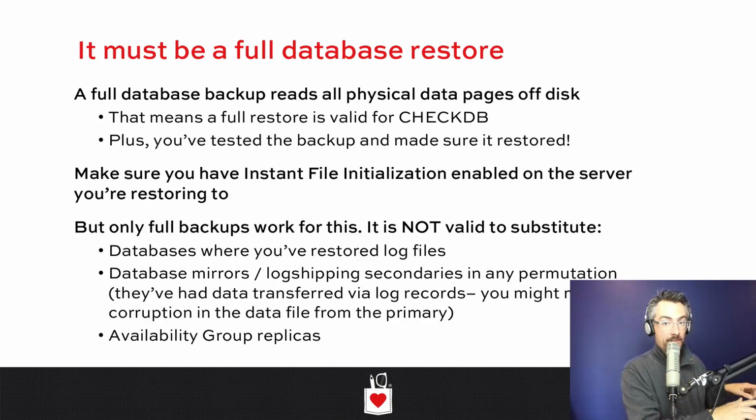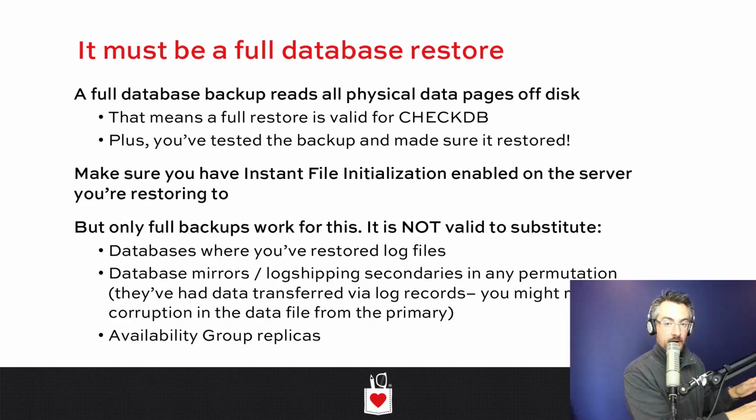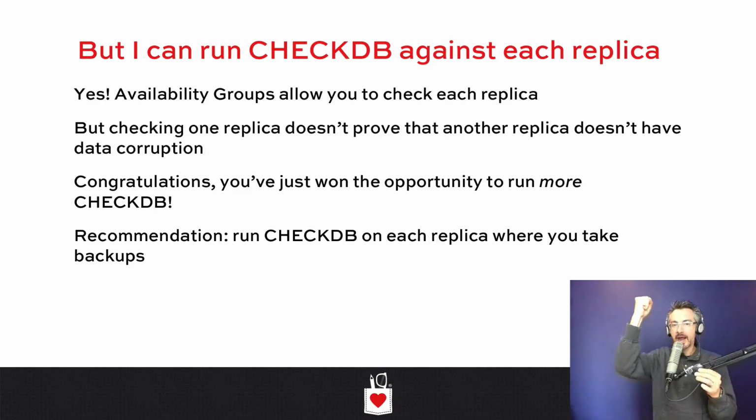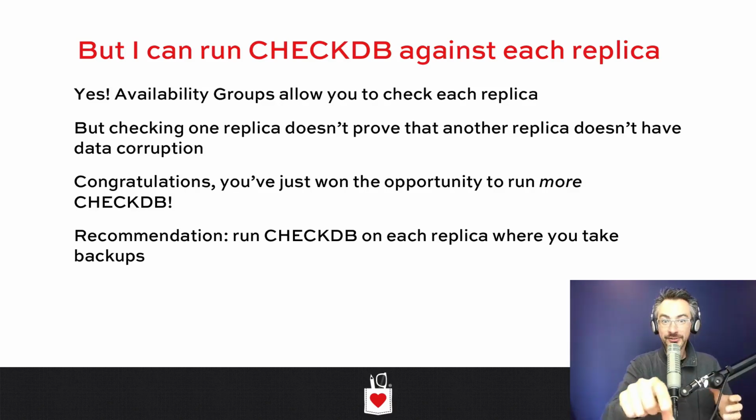I don't even want to bother repairing corruption wherever it sits. I want to fail over somewhere else that I know has a clean copy of that data and log file, because wherever there was corruption, I simply no longer trust that I/O subsystem at all. This is one of the things I passionately love about always-on availability groups. Sometimes people will say, well, always-on availability groups, I can offload CheckDB to another replica. And that's true, but you're only checking that replica. You're not checking any others.